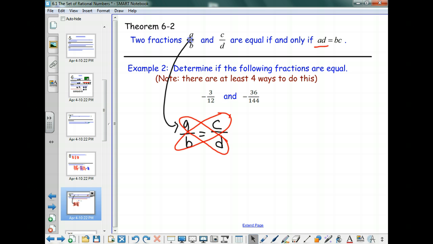Example 2 says, determine if the following fractions are equal. And then it says, note in red, there are at least 4 ways to do this. One of them is what? Cross multiply, right? Because it's on the same slide as cross multiply. So yeah, one of them is to cross multiply. So option number 1, we could cross multiply.